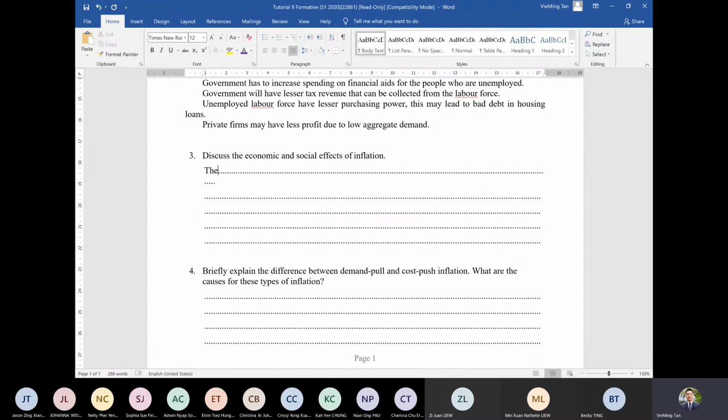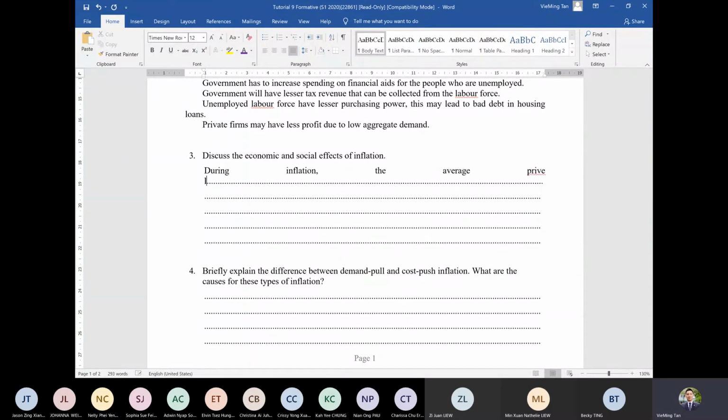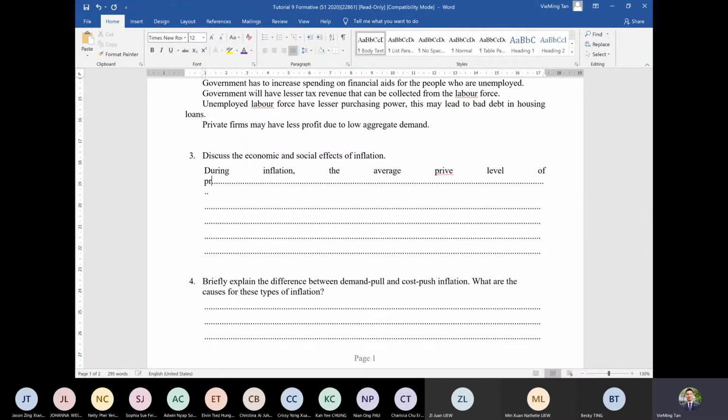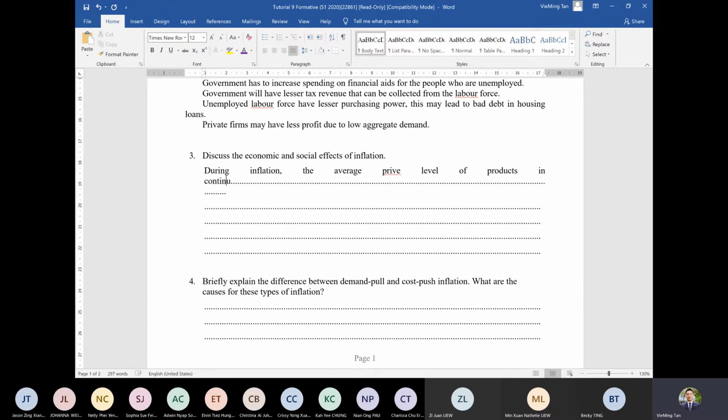the average price level of products is continuously increasing. If continuously increasing, then what is going to happen?